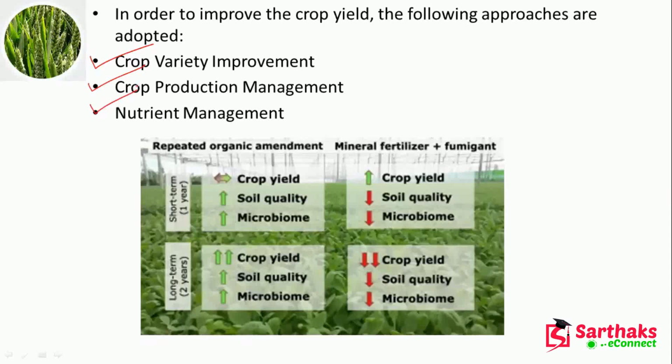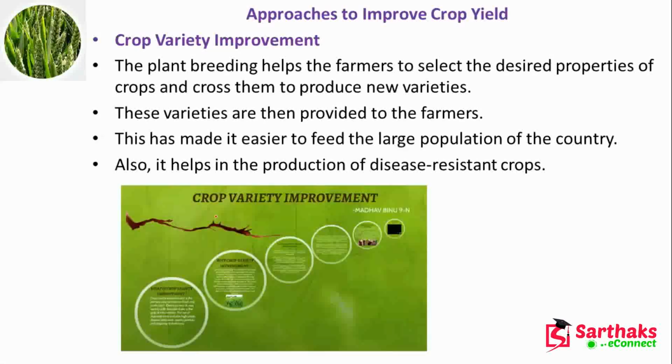Okay, so here for the short term, what we can do for the crop yield is increase the soil quality and the microbiome. If soil quality and microbiome increase, then crop quality will be consistent. And crop yield will be high if soil quality is high and microbiome is high. So this is the long term and this is the short term. Now, we have different approaches to improve the crop yield.